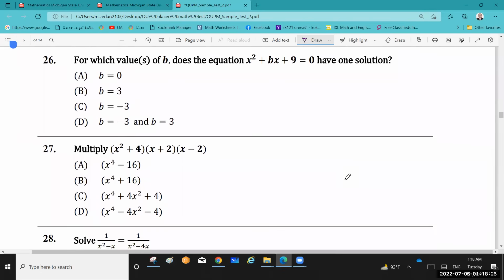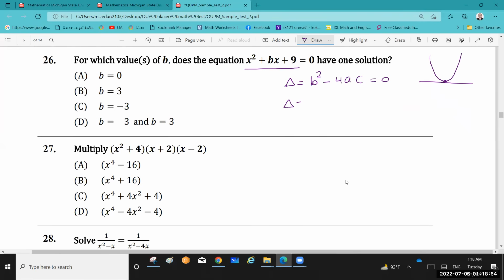Question 26, for which values of b does the equation have one solution? The quadratic equation has one solution when the delta, the discriminant, which is b squared minus 4ac, the rooted amount of the quadratic formula, is equal to 0. In this case, the parabola just touches the x-axis at a point and then goes up again. It means it has one solution.